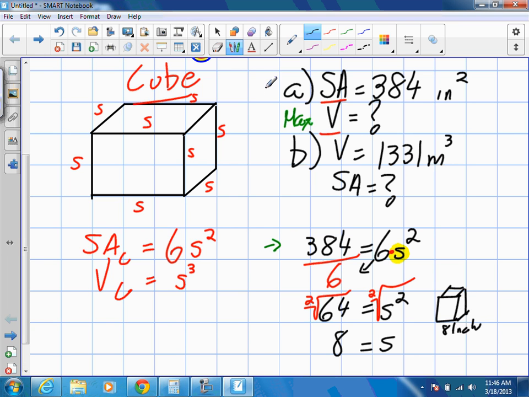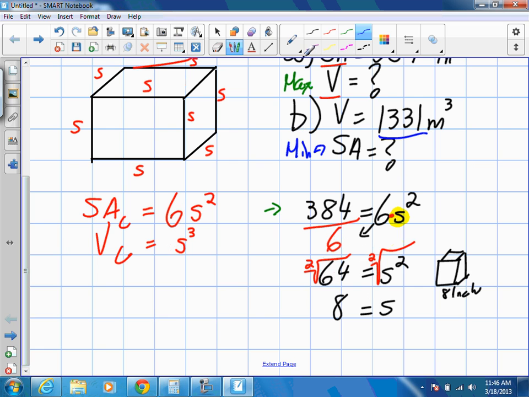Second one, they've given us the volume of our cube. So they're telling you, we need you to take up this much space, do it with as little material as possible. So we want to minimize the surface area. Same idea, we know our volume formula. We'll put V over here. Our volume formula is S cubed, and we know the volume is 1,331, so 1,331 is equal to S cubed.